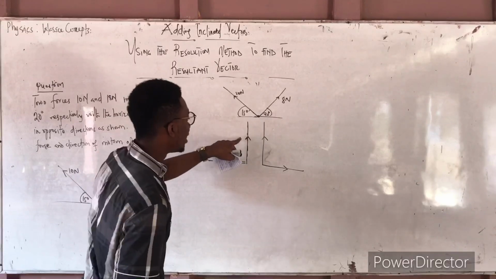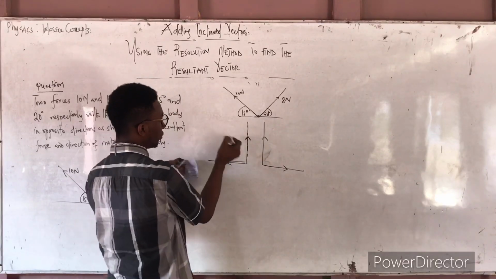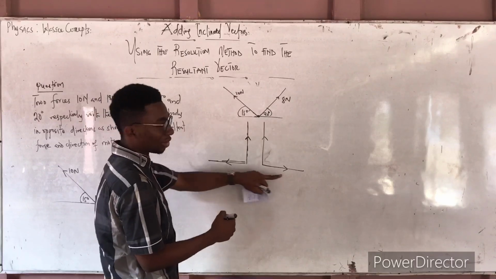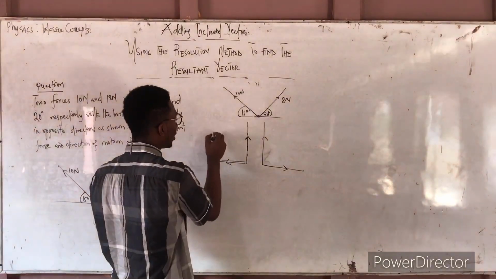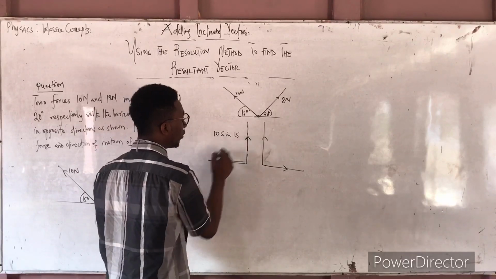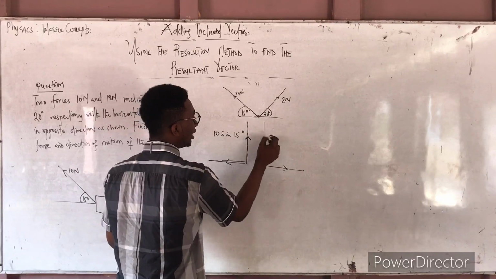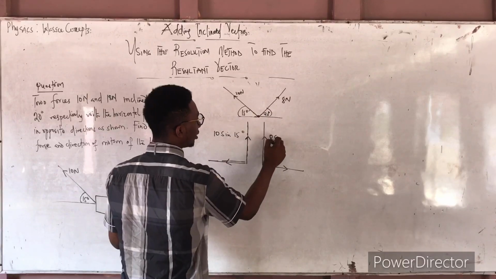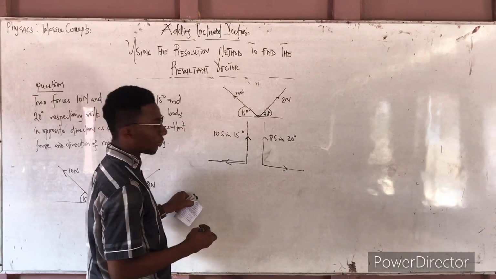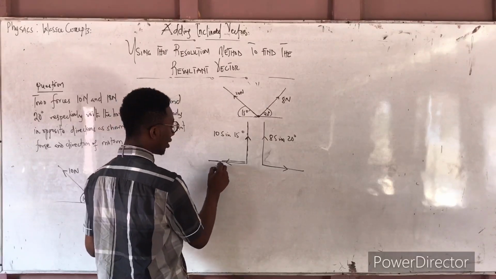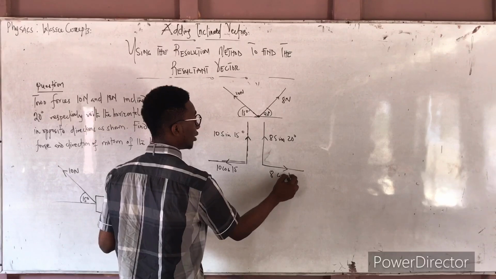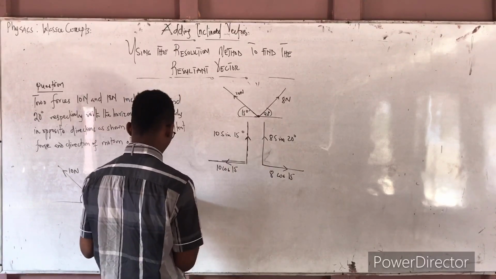So now just use the idea. Resolving this becomes what? The vertical is sine of the angle. The horizontal is cos of the angle. So now it becomes 10 times sine of 15 degrees. Here becomes 8 times sine of the 20 degrees. Anytime you do this, it will really help you. This one becomes 10 cos of the 15, and this 8 cos of 15. So now use the calculator to punch that.